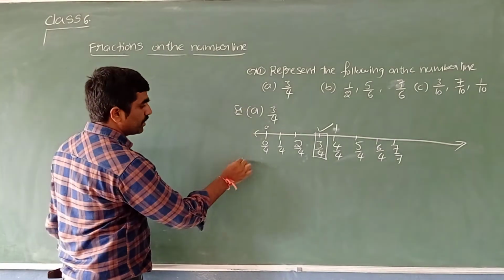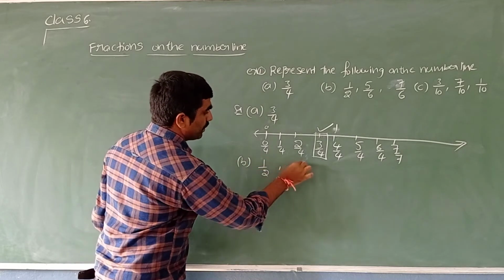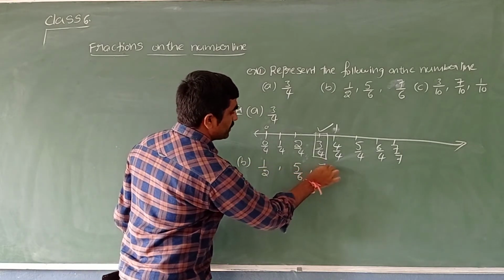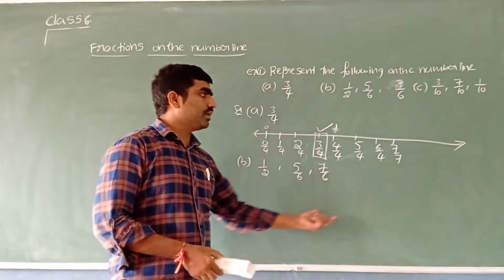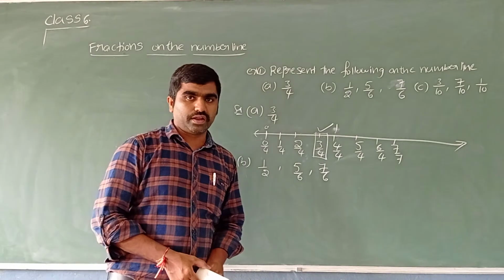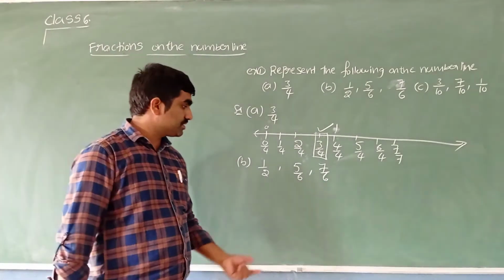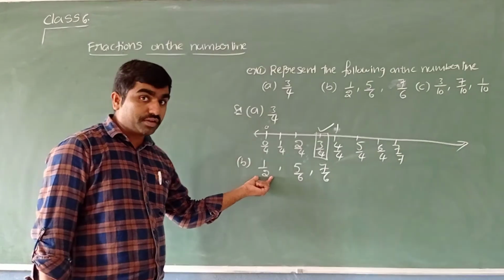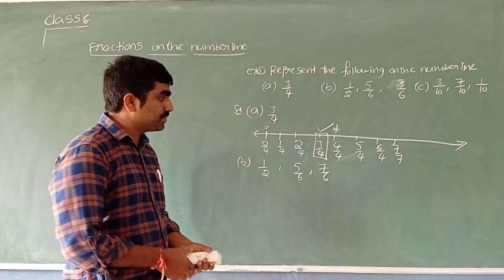Let's see one more here, beta. B1: 1 by 2, 5 by 6, 7 by 6. See, only if they are like fractions can we represent them on the same number line, having the same denominators. Here I can't see the same denominator 6, but I can make it 6. How can I make it 6, beta?